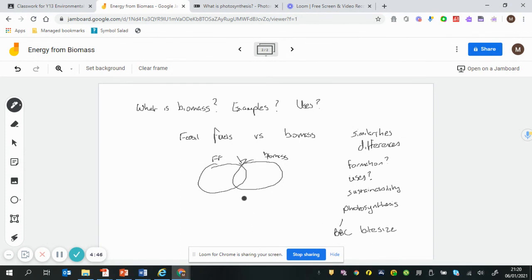Okay, so that's your task, to produce this similarities and differences between fossil fuels and biomass. Okay, and that's for Friday.